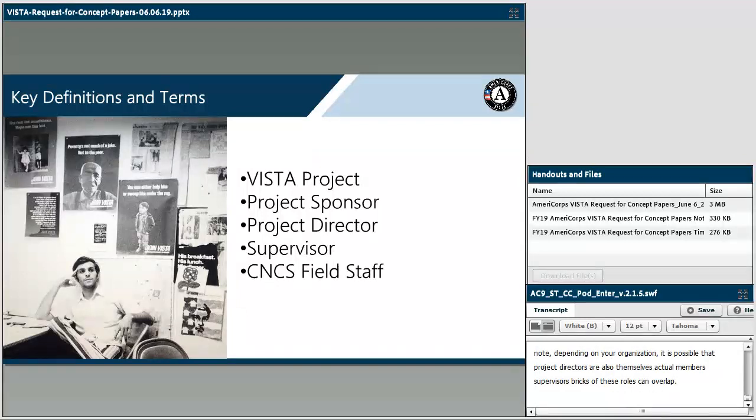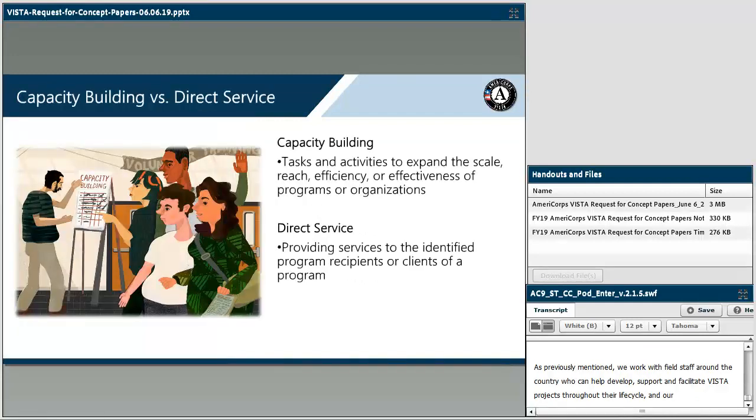And as I mentioned a moment ago, and Robin said in her introduction, we do work with field staff around the country who can help develop, support, and facilitate VISTA projects throughout their life cycle. And our state office colleagues are an absolutely amazing resource when applying to become a VISTA sponsor.